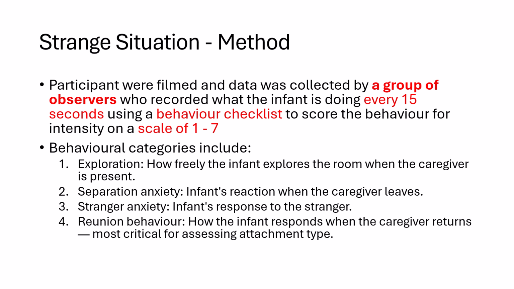The behavior categories included exploration behavior, separation anxiety, stranger anxiety, and reunion behavior. We will see that reunion behavior is the most critical to establish the type of attachment a baby displays.